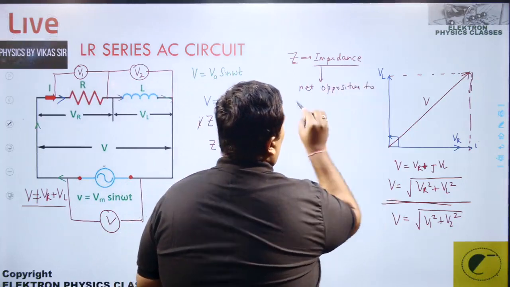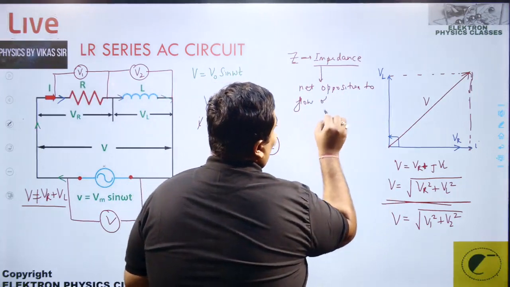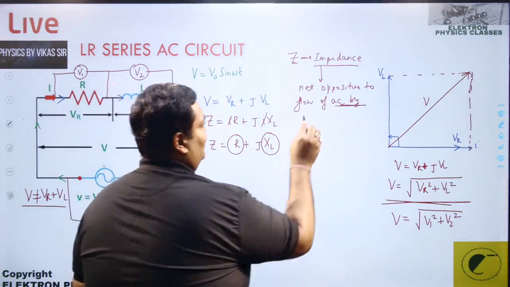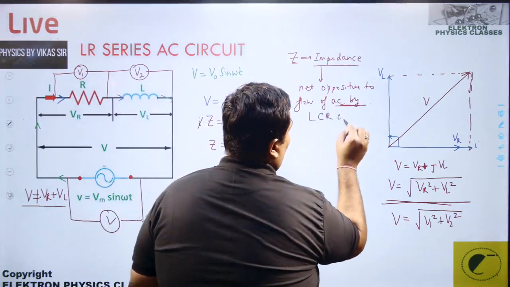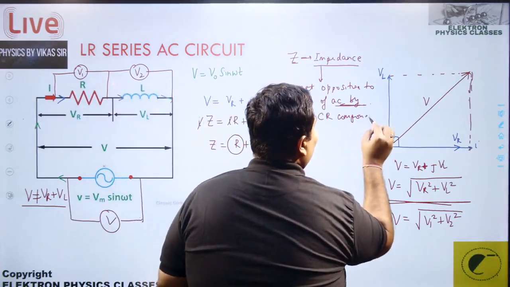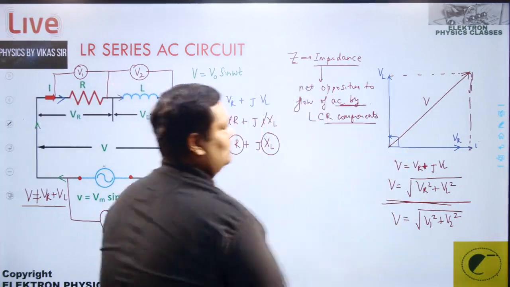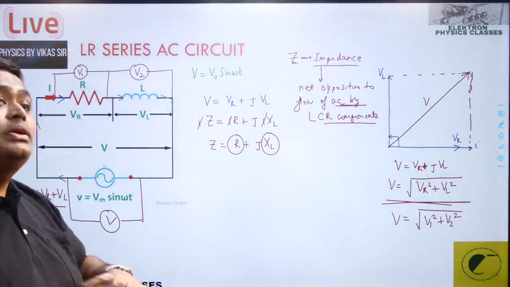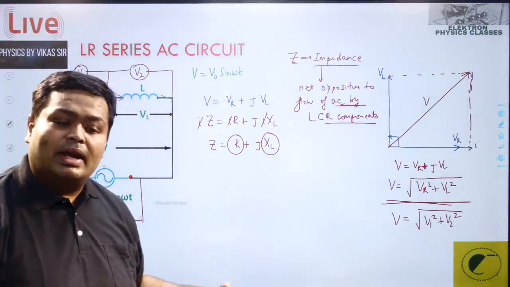to the flow of AC by LCR components. सर अभी तो इसमें C नहीं है, आगे वो भी आएगा, पर बात तो एक ही बार बताऊं ना कि Z होता क्या है. Z होता है नेट ऑपोजिशन.